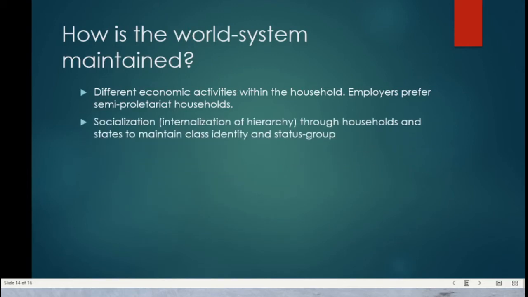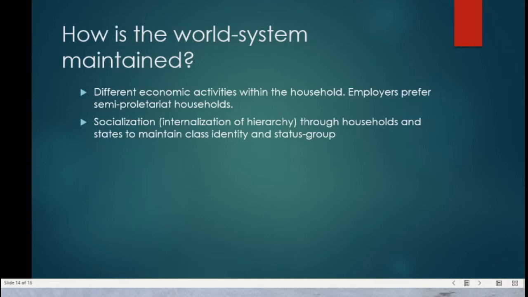And then he also talked about the role of socialization, particularly by states, but especially by households. Households that became proletariat or middle class or higher class have the tendency or the wish to maintain their class identity and status group. In this way, they usually socialize the family members into accepting the hierarchy that exists in the world and internalizing it. So if you are a middle class household who sends your children to study in the United States and then eventually work there, you want to maintain this hierarchy in order to maintain your status group.